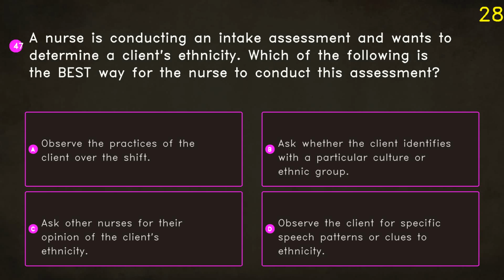Question 47. A nurse is conducting an intake assessment and wants to determine a client's ethnicity. Which of the following is the best way for the nurse to conduct this assessment? A. Observe the practices of the client over the shift. B. Ask whether the client identifies with a particular culture or ethnic group. C. Ask other nurses for their opinion of the client's ethnicity. D. Observe the client for specific speech patterns or clues to ethnicity.